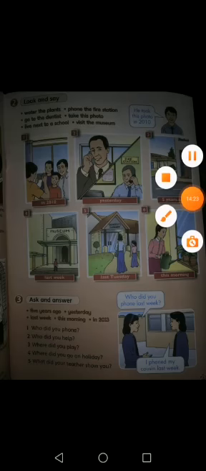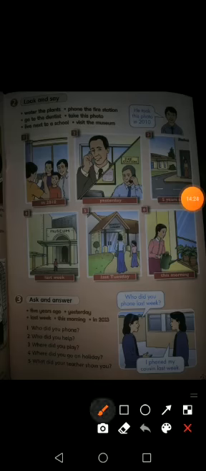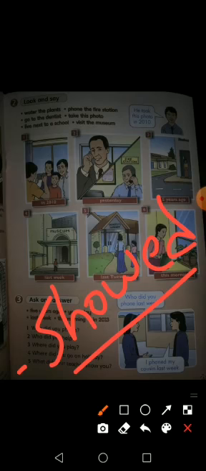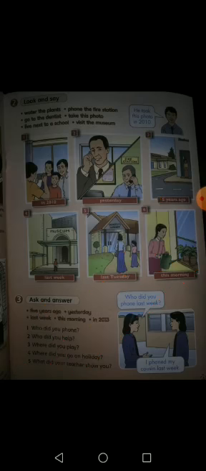And the last question, what did your teacher show you? For example, my teacher showed us pictures. Okay, showed. Okay, students, so those are examples of what? Of past tense. Okay, student.